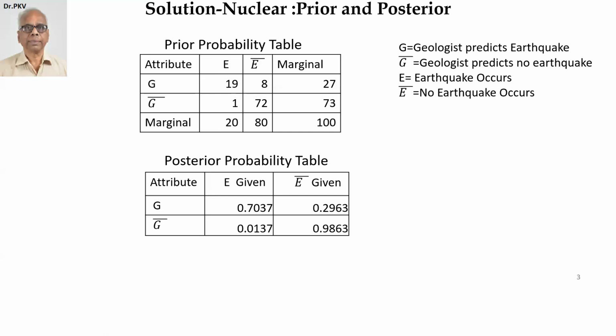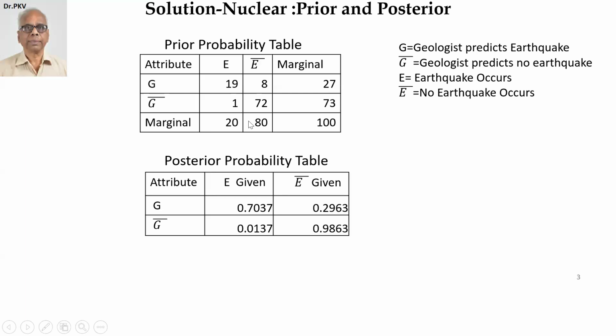Now, 5% of the time the geologist goes wrong, which means 5% of 20 is 1. So 1 out of the 100 occasions, the geologist is wrong. Or 1 out of the 20 occasions when there is earthquake, the geologist predicts no earthquake. So overall, it is 20. 19 exactly tallies with the actual earthquake. But on one occasion the geologist is wrong, and therefore out of the 20, one occasion is wrong.